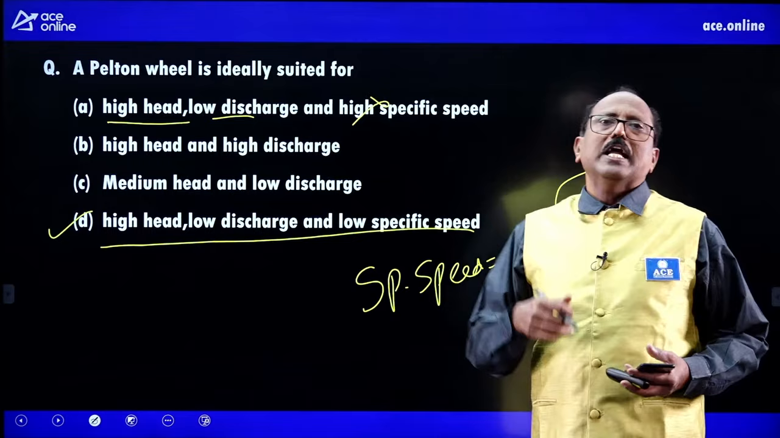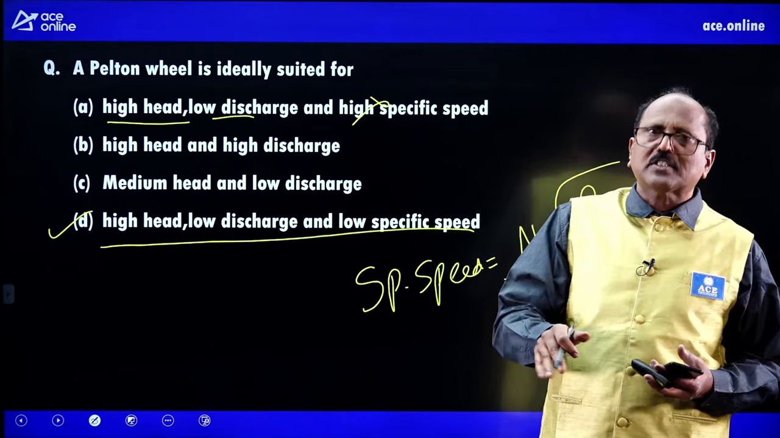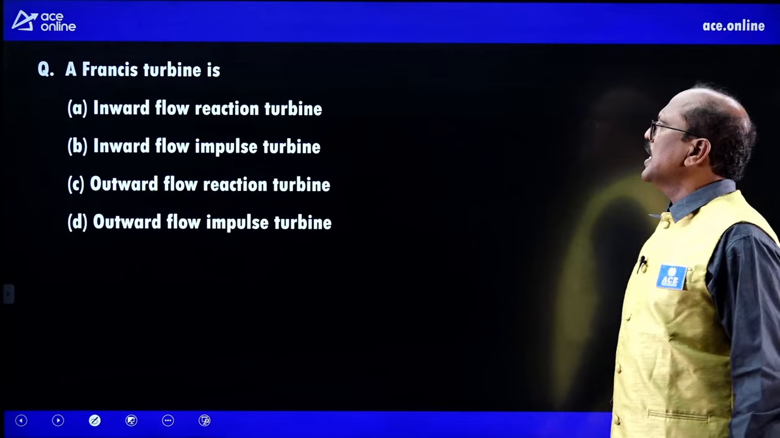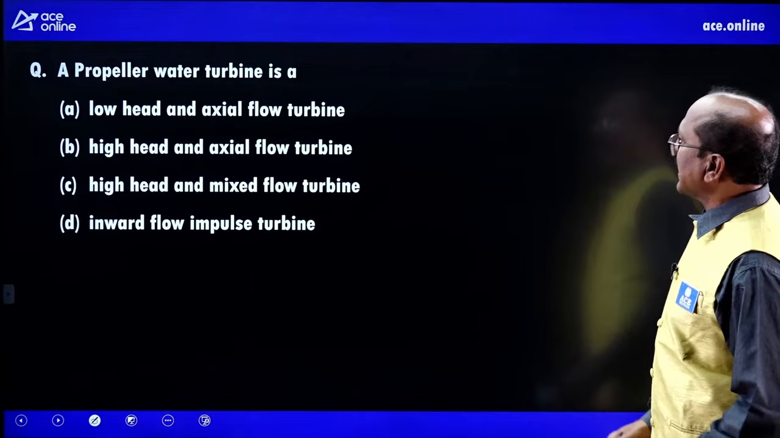Kaplan turbine classified as high head, low discharge, low specific speed, tangential, impulse type turbine. Answer D. Francis turbine is an inward flow reaction turbine. Propeller turbine is nothing but a low head, axial flow turbine. So, classification of water turbines is a damn sure question.